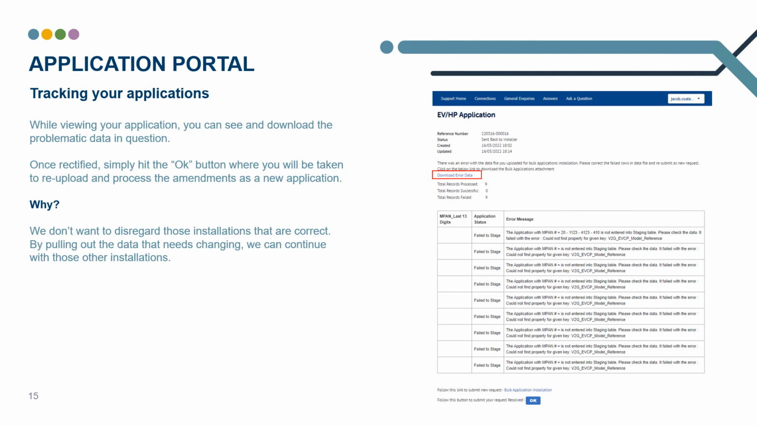You might wonder why we've done it this way, and it's quite simply because we don't want to disregard those installations that are correct. We realise that there might just be 1 or 2 lines that are incorrect, and by pulling out the data that needs changing, we can continue with all those other installations that are correct. So we don't unnecessarily delay the process.